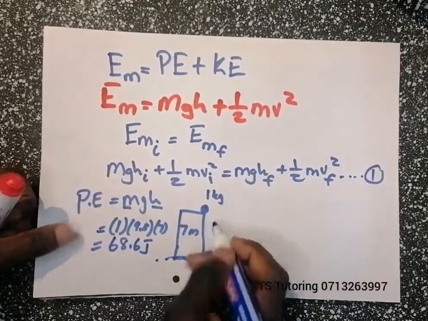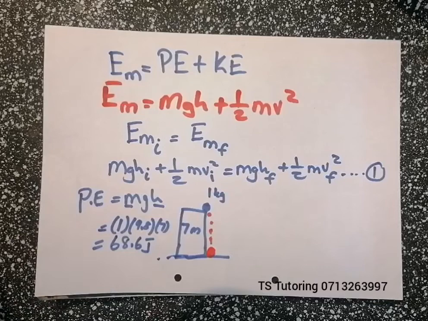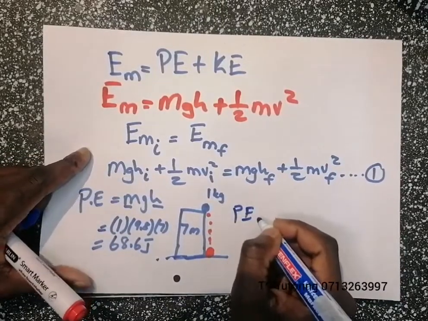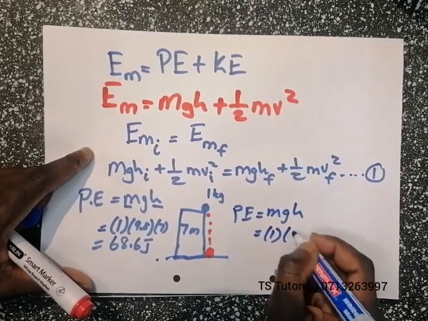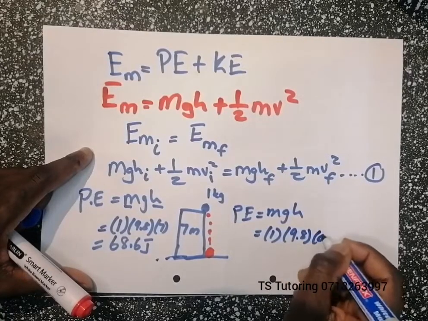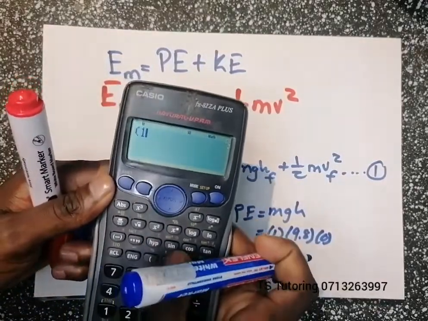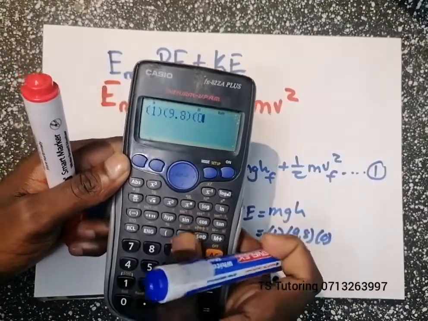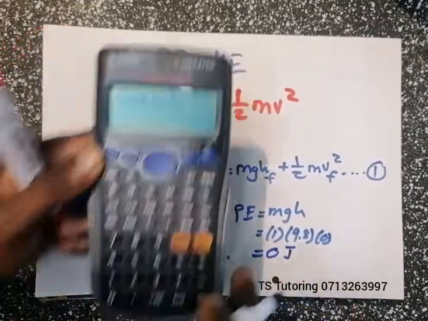Once this ball starts to fall and reaches the ground, there's no height. So how much is our potential energy going to be? The potential energy on the ground is going to be mgh. The mass is still the same, 1 kg. Gravity is 9,8. Well, the height is 0. Anything multiplied by 0 is 0. So now the height is 0, and the energy is 0 joules. You see what I mean?